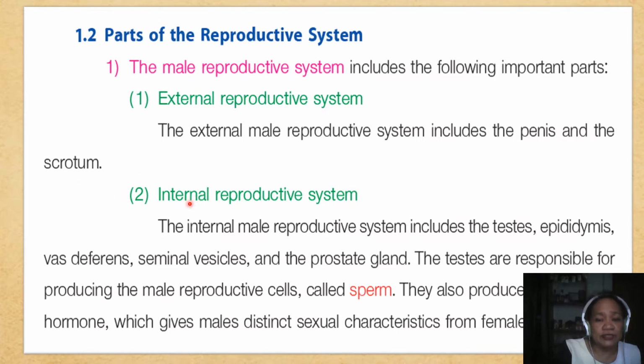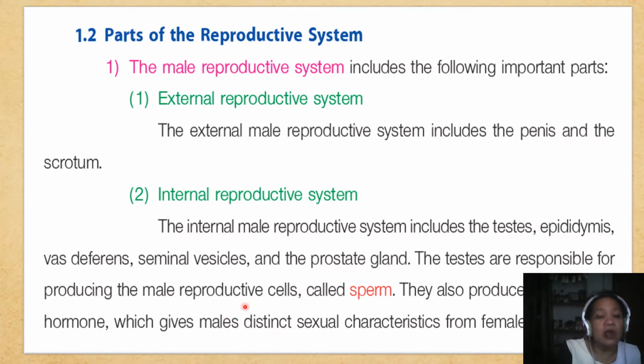The internal reproductive system is inside the body. The male internal reproductive system includes the testis, epididymis, vas deferens, seminal vesicle, and the prostate gland. And the testes are responsible for producing the male reproductive cells, and this is called sperm. They also produce the male sex hormone, which gives males distinct sexual characteristics from females.